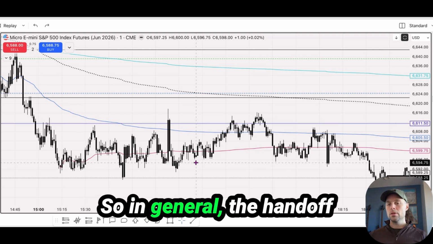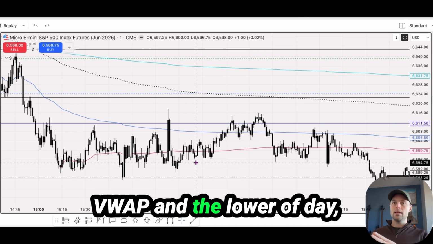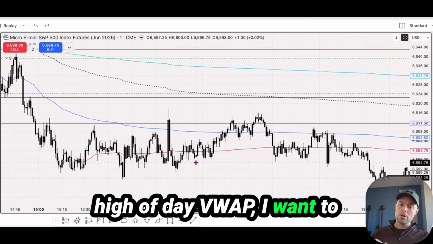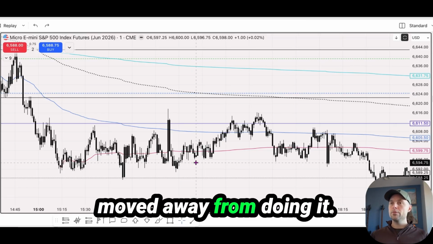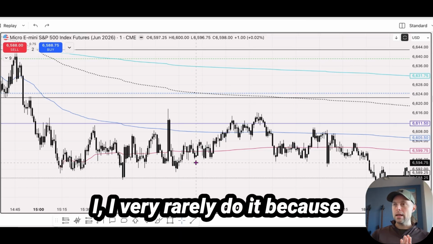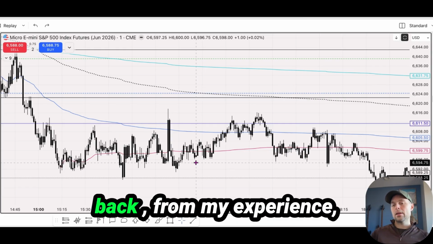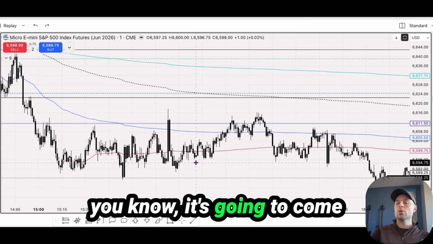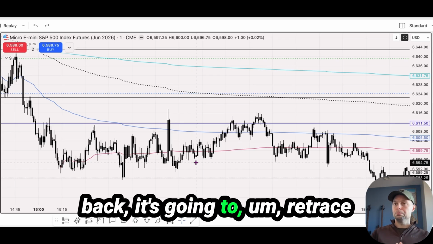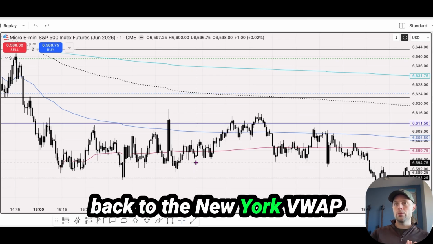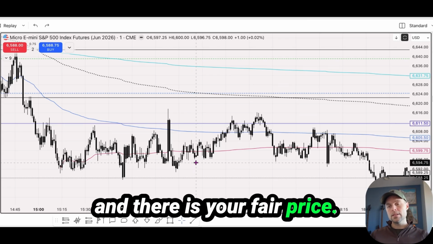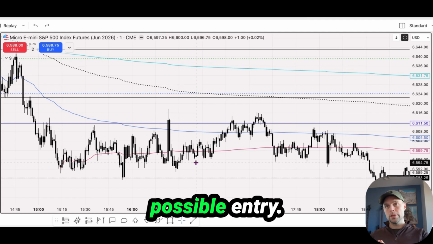So in general, the handoff VWAPs and the low of day, high of day VWAPs, I want to caution using them, and I've moved away from doing it very often. I very rarely do it because I know it's going to come back. From my experience, it's going to retrace back to the New York VWAP, and there is your fair price. There is your best possible entry.